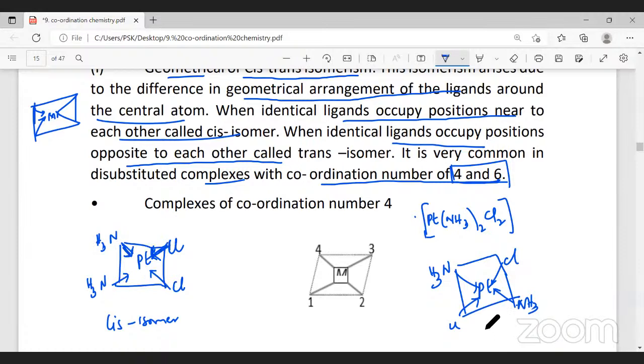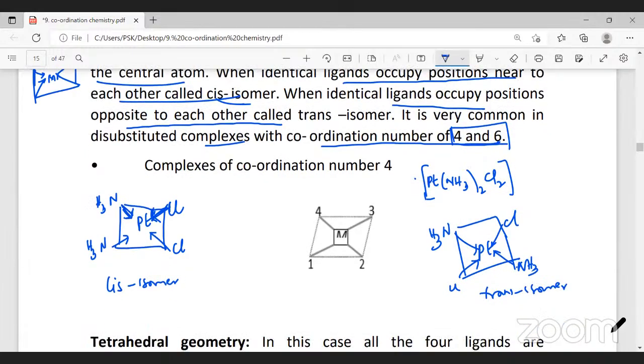These kinds of isomers are called trans isomers. If you observe, when identical ligands occupy positions opposite to each other, it is called trans. See, ammonia is opposite, chlorine is opposite, therefore it's trans. When identical ligands occupy positions near each other, they are called cis. Ammonia is close to each other, chlorine is close to each other.